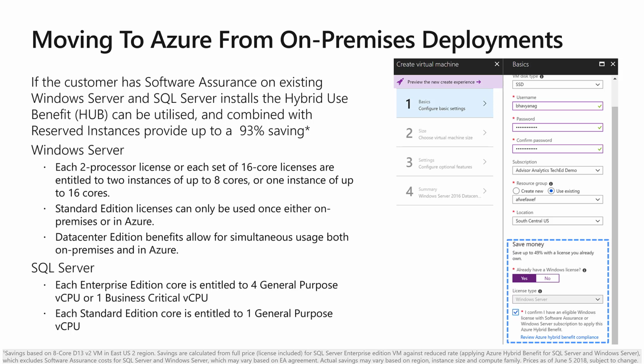Now, if the customer does have software assurance on existing server or SQL installations, they can start using the Hybrid Use Benefit. And this can be combined with reserved instances to give up to a 93% saving. You'll see here that for Windows Server and SQL Server, there are some different ways that we go through and do the calculations of what they can use and how much they can save.